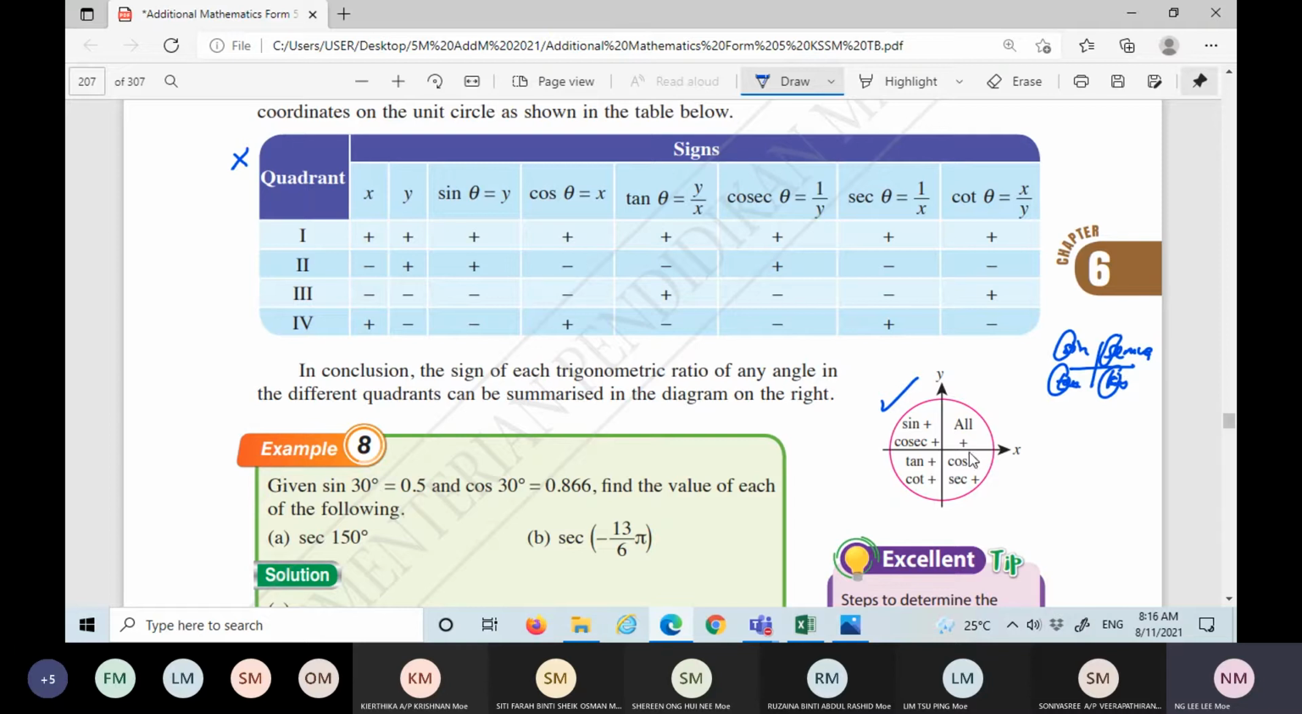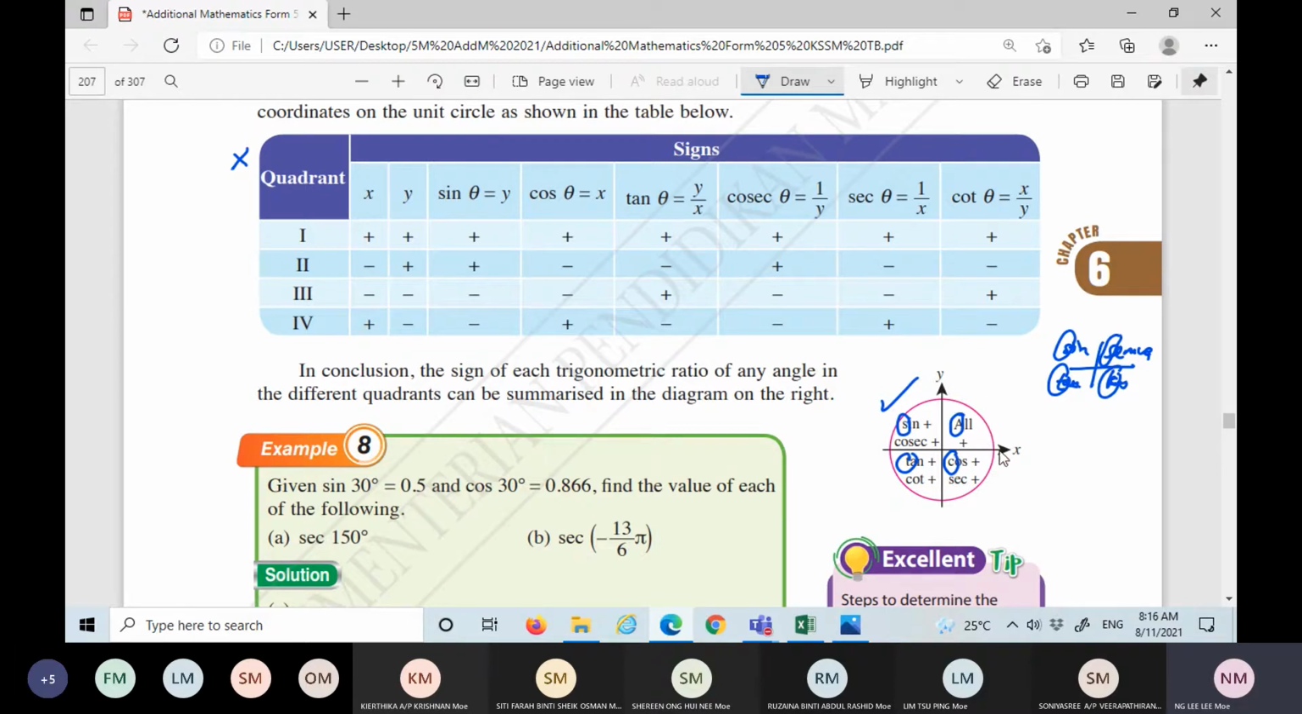Now you memorize this in English. So you have A for all, S for sine, T for tangent, and C for cos. I have some students who memorize it this way: all science teachers are crazy. I don't know whether you have other ways to memorize this or not.